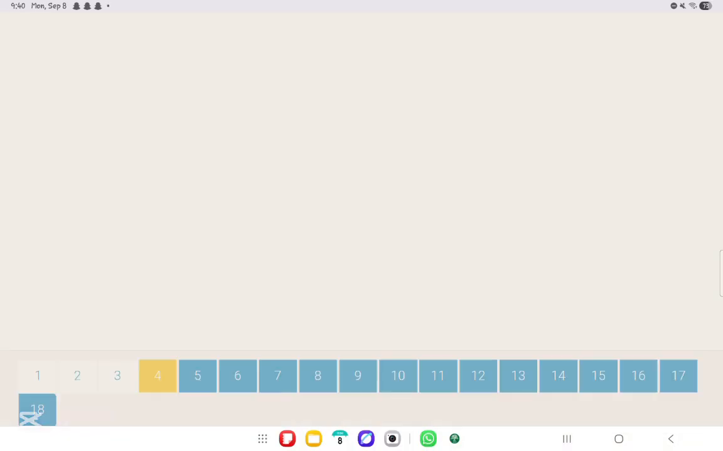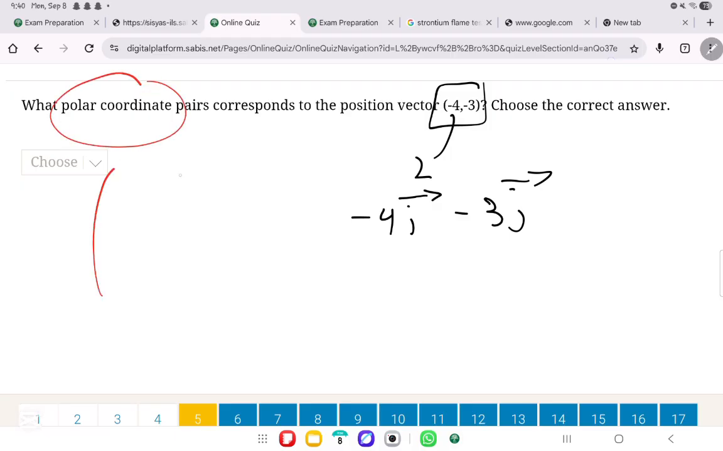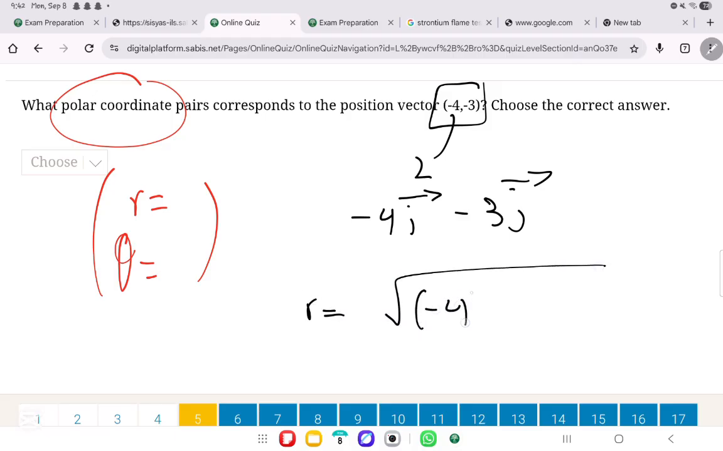What does it say? What polar coordinate pair corresponds to the position vector -4, -3? First of all, change it into Cartesian. That's going to be -4i minus 3j. Now, in order for us to find the polar coordinates, we need two things. We need, first of all, the magnitude, and then the theta. How do we find the magnitude r? Very simply, r is equal to radical -4 squared plus -3 squared, so we'll get an answer of 5.